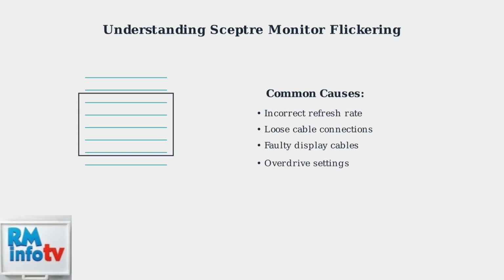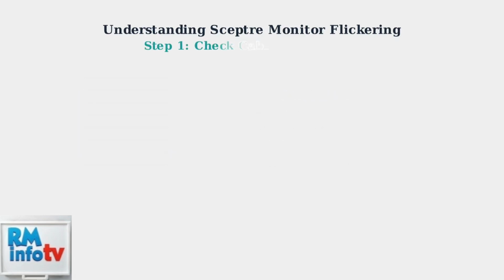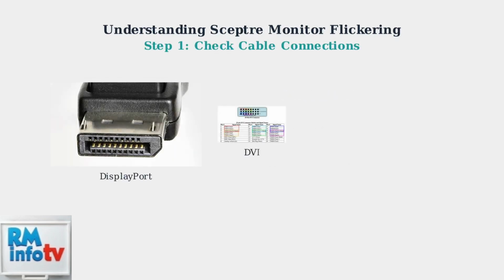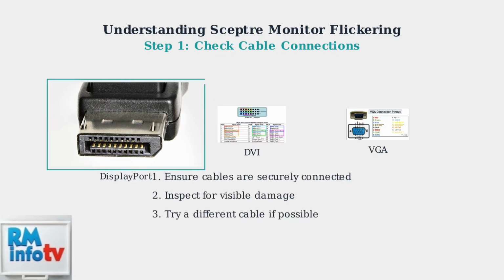Let's address these systematically. First, physically check your cable connections. Whether you're using HDMI, DisplayPort, DVI, or VGA, ensure the cable is securely connected to both your monitor and computer. Inspect the cable for any visible damage, paying close attention to the connector pins. If possible, test with a different cable to rule out a hardware issue.